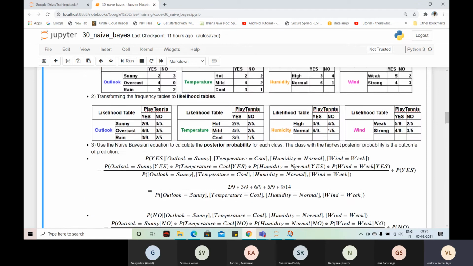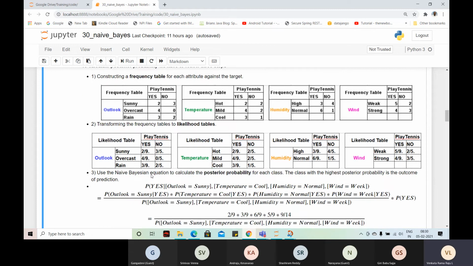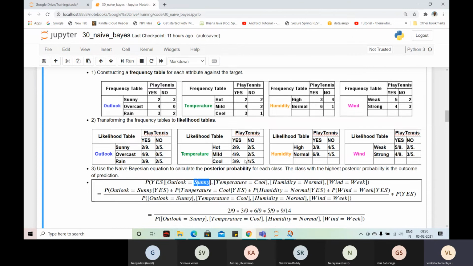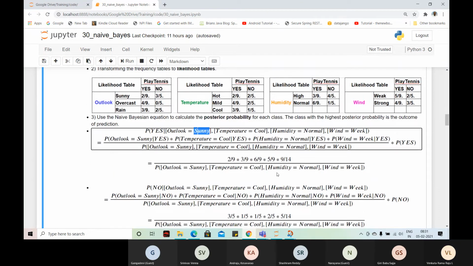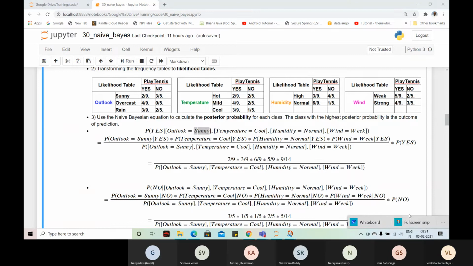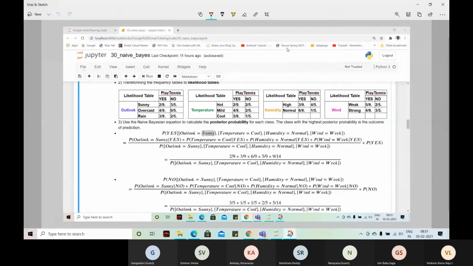But there is one point I wanted to explain. If the outlook is equal to overcast, instead of sunny, what happens to this probability? Let me take a screenshot and try to write. So if this one is overcast.